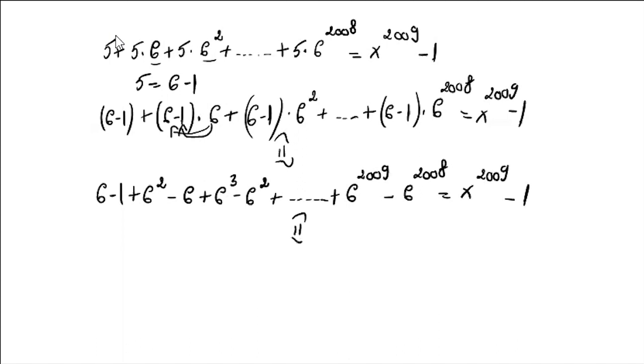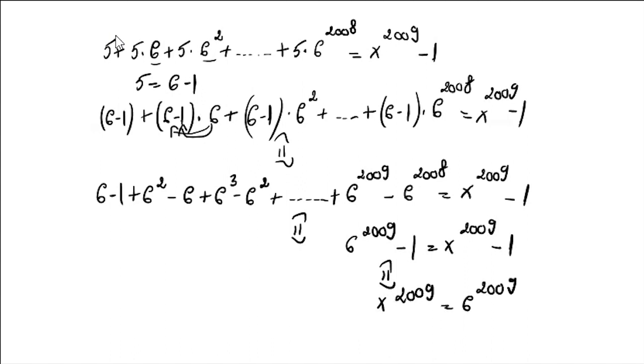This one is equivalent with 6 at the power of 2009 minus 1 equals x at the power of 2009 minus 1. This one is equivalent with x at the power of 2009 equals 6 at the power of 2009. Since we have the same exponent, it results that the bases are equal. So x equals 6.